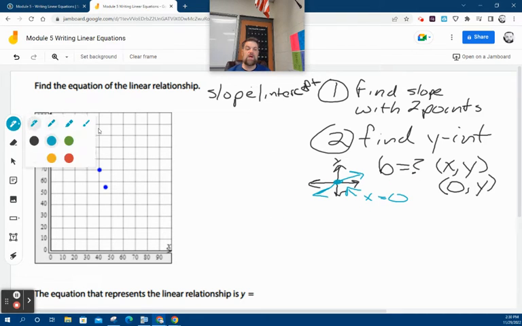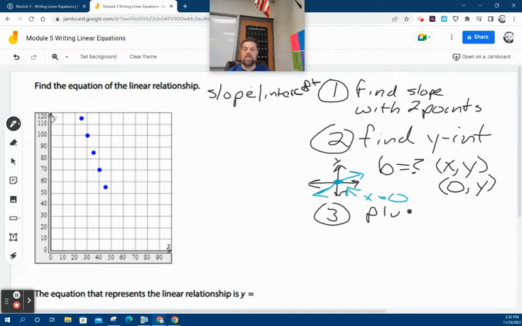And then what do we do once we know m and b? We plug in the values m and b into, what's the equation? y equals mx plus b.